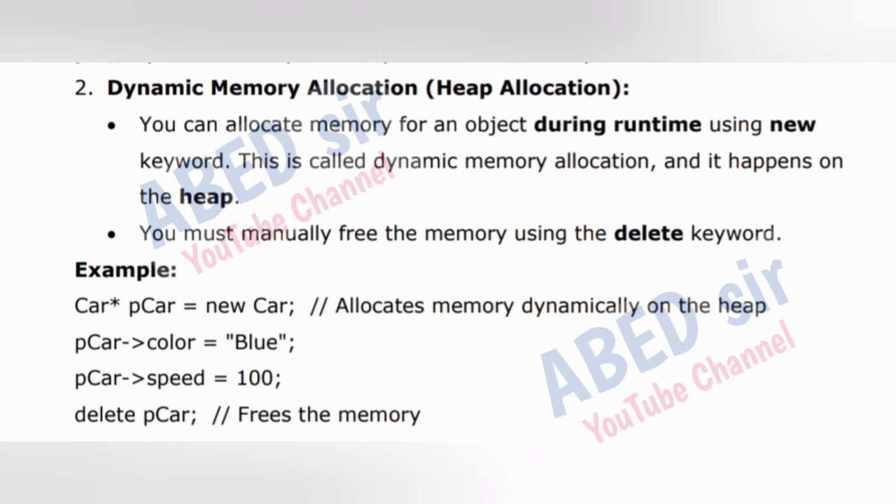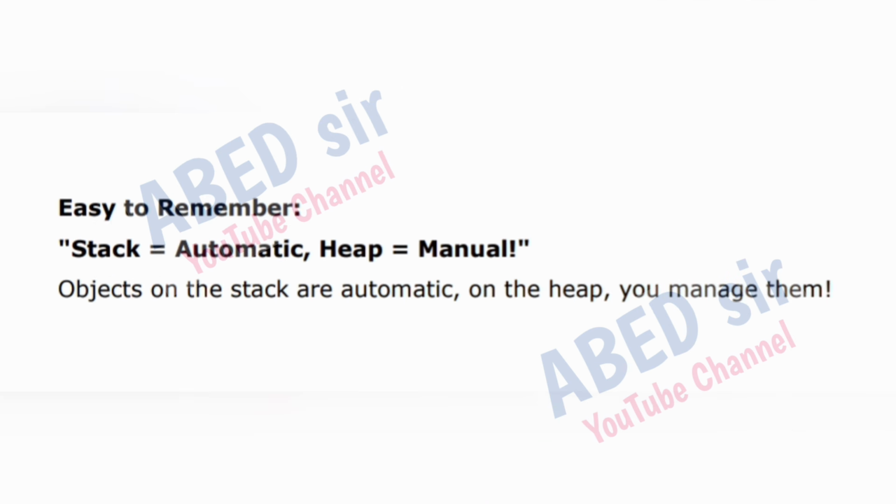2. Dynamic memory allocation, heap allocation. You can allocate memory for an object during runtime using the new keyword. This is called dynamic memory allocation, and it happens on the heap. You must manually free the memory using the delete keyword. Example: Easy to remember: stack is equal to automatic, heap is equal to manual. Objects on the stack are automatic, on the heap, you manage them.